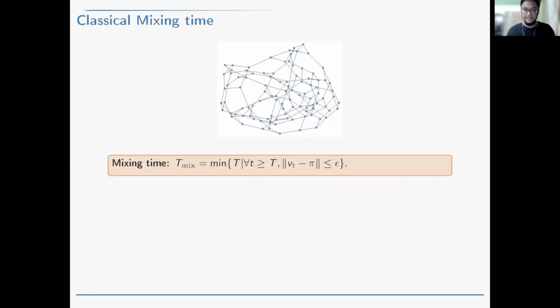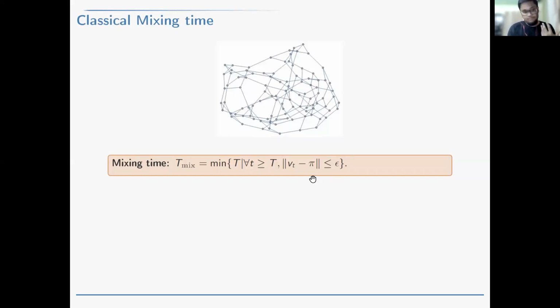So let us dig a bit into how much time you would need to mix. As I told you, you start from, say, some v0. So you start your walk from some initial state, and then you apply the walk, the stochastic matrix, several times, and you slowly converge to this stationary distribution pi, right? So what is the mixing time? What is the time that you needed to converge to a stationary distribution?